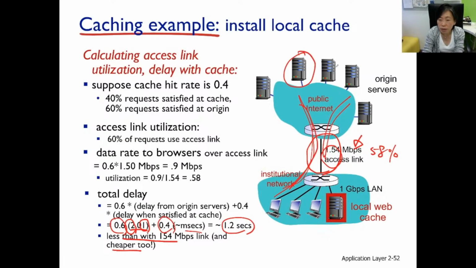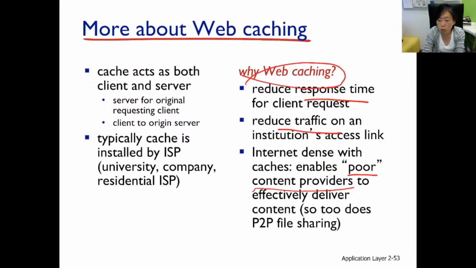let's say that the server here is poor. It cannot afford too high bandwidth uplink. Then reducing the amount of traffic going this way also saves poor content providers some resource, some money. And so web caching also helps the poor content providers to deliver content, all right? And this could be a good thing because most of the NGOs might also have information to disseminate, but they couldn't provide good uplink bandwidth.